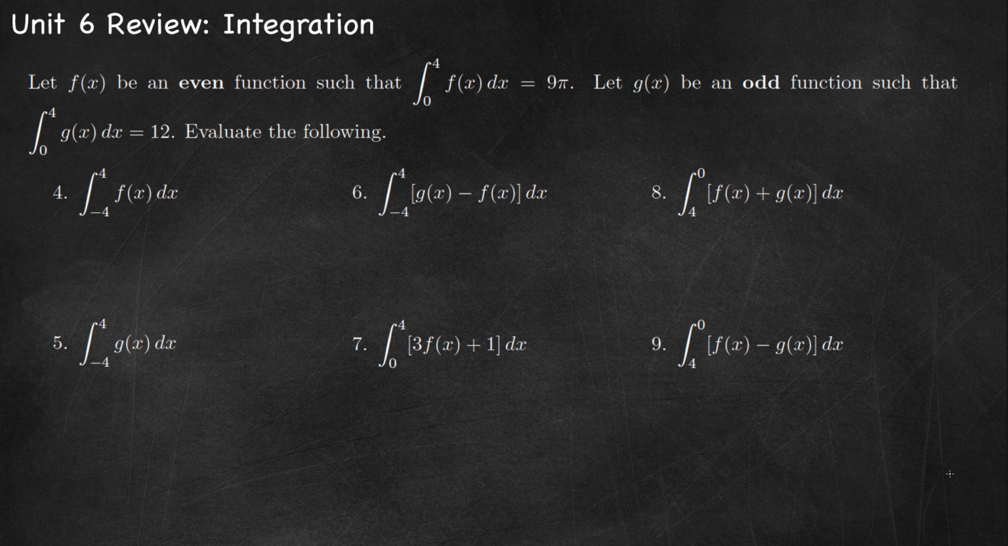So for number 4, we want to find the integral of f from negative 4 to 4, and we know that f is an even function. So if f is an even function, then integrating from negative 4 to 4 will give the same result as if we integrate from 0 to 4 and multiply our answer by 2. Even functions are symmetric about the y-axis. So we can split that integral in half and just find the right half of it and multiply it by 2, and we'll get the same result.